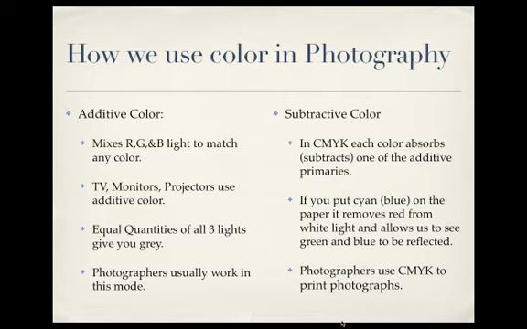Subtractive color is a little bit different, a little more complicated, and photographers don't usually use it, but you need to know about it, and that's called CMYK. C stands for cyan, which is a blue, M stands for magenta, Y is yellow, and K stands for black. And each color absorbs or subtracts one of the additive primaries. So as an example, you can put cyan or blue on the paper and it removes red from the white light that we see and allows us to see a green, blue reflecting back.